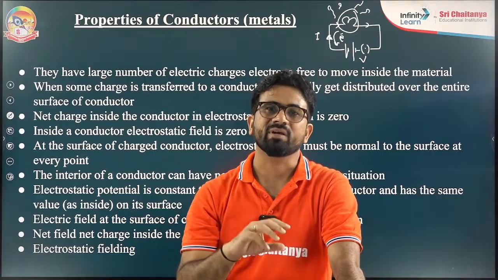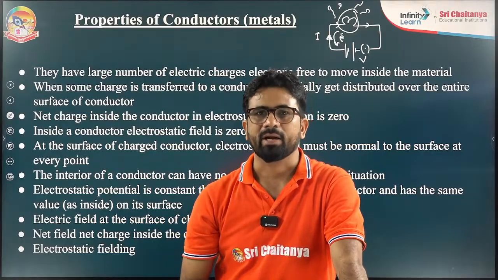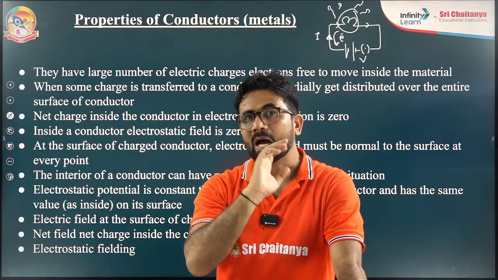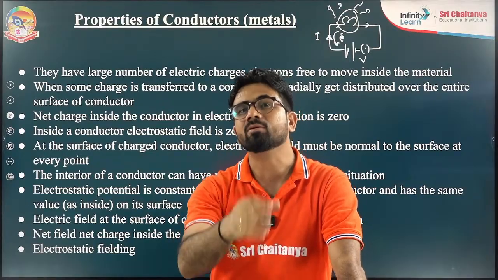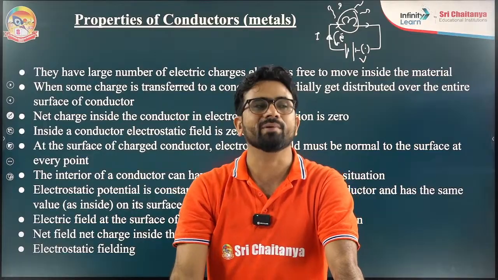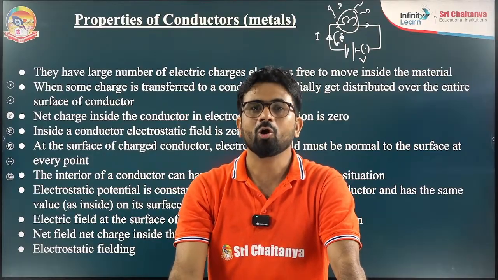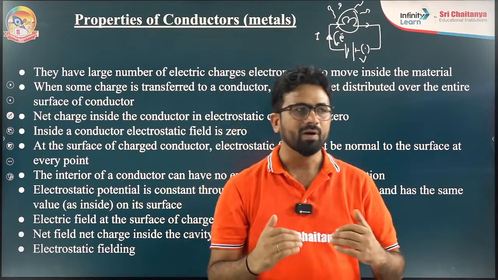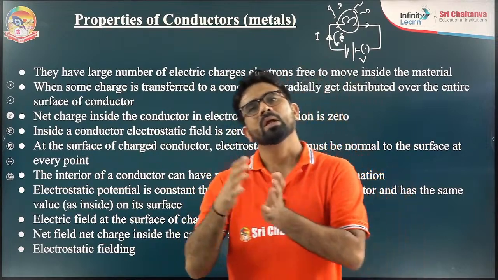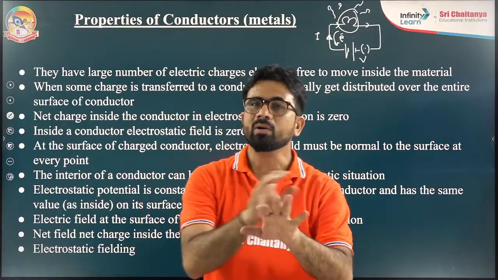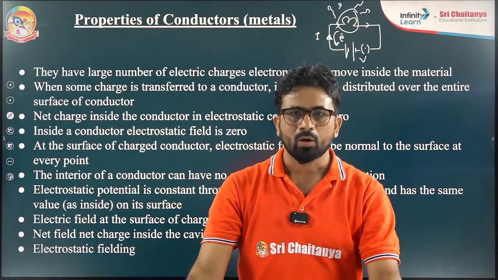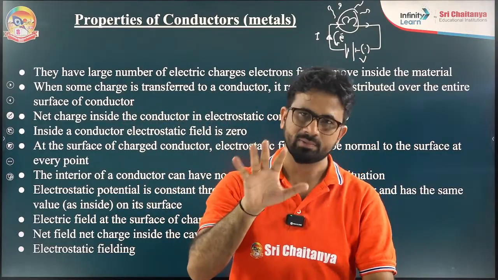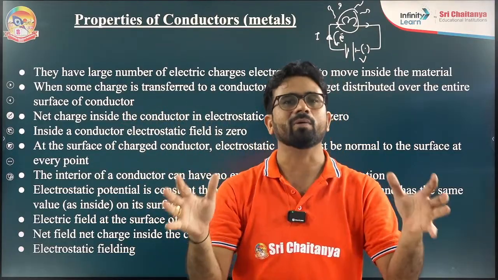But Fe has atomic number 26. That means the total number of electrons is 26. Out of that, only 2 electrons, maximum 2 electrons, are easily available. Not all 26. So try to understand, there are 2 types of electrons: one is bound electron and the other is free electron. Bound electrons do not move anywhere. Only free electrons are moving on the surface of the conductor. This line is, I think, now clear.